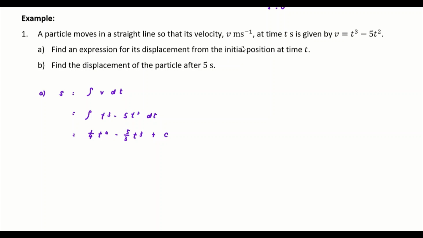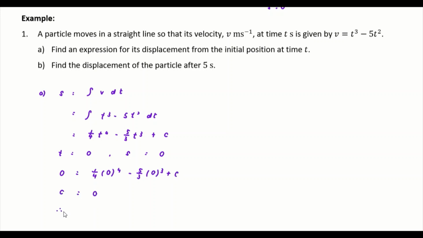So the initial point is where you start. So where you start is your reference point. That's why when your time is equal to 0, basically your s is also equal to 0. Okay, so by having this, then you'll be able to have 0 equals 1 over 4 times 0 to the power of 4 minus 5 over 3 times 0 cubed plus c. So this is how we have c equals 0.